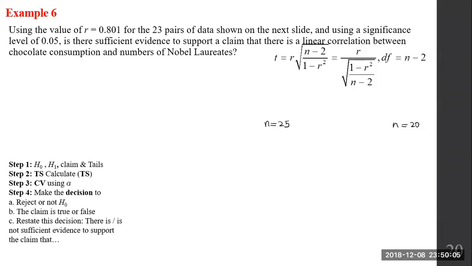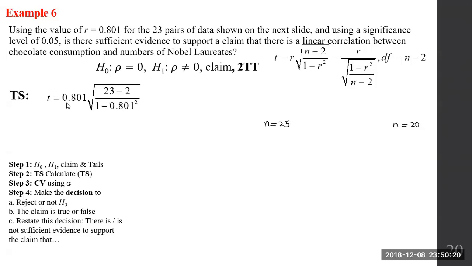Nobel Prize winners? So in this case, we have our step number 1 again: H0 is rho equal to 0. The alternative hypothesis would be not equal to 0. That would be a two-tailed test. And the test statistic can be found using either of these two formulas, and we get 6.1314.